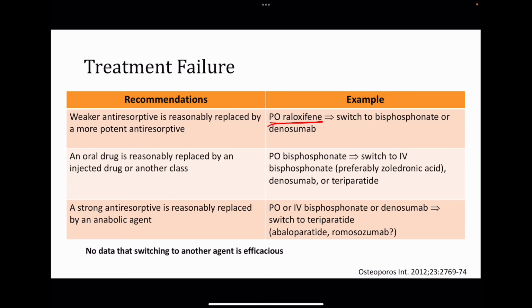bisphosphonate or denosumab. Another thing we could do is switch an oral drug to an injected drug or another class. So we could switch a bisphosphonate to an IV, so that would be zoledronic acid, or we could do denosumab or teriparatide. Also, another recommendation is that a strong anti-resorptive is reasonably replaced by an anabolic, because now we're building new bone, right? So that could be PO or IV bisphosphonate, or denosumab. That's your strong anti-resorptive. We can switch that to teriparatide or abaloparatide or romosozumab. Those are some anabolic agents as well.